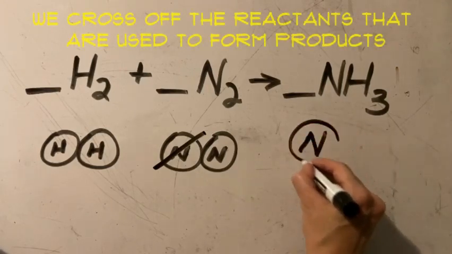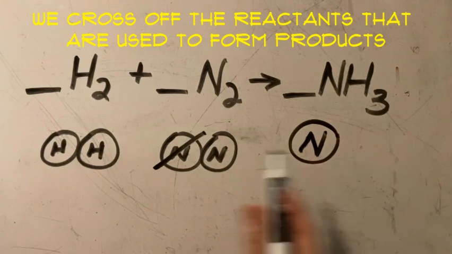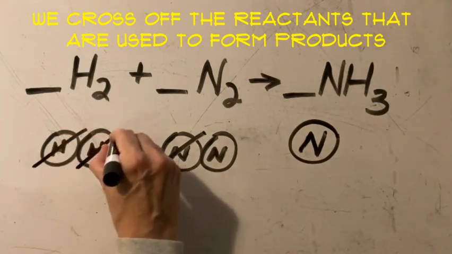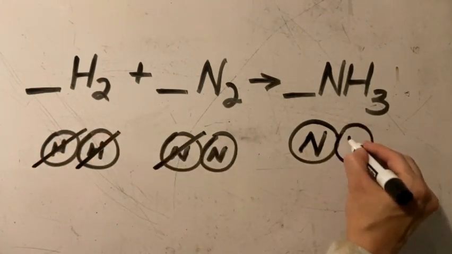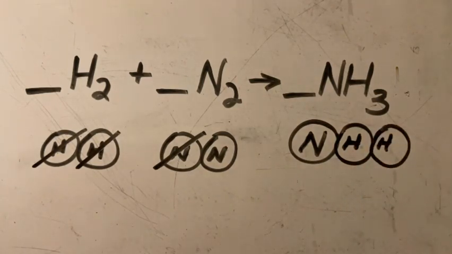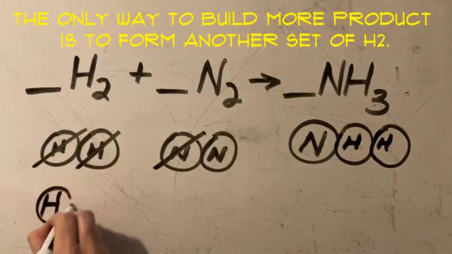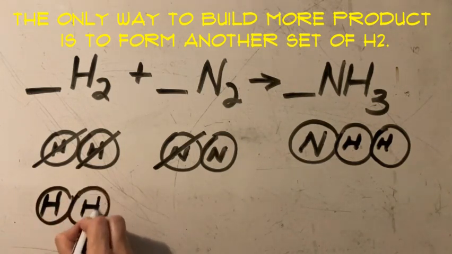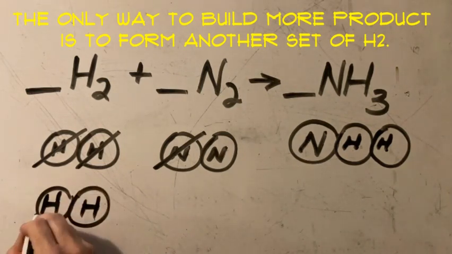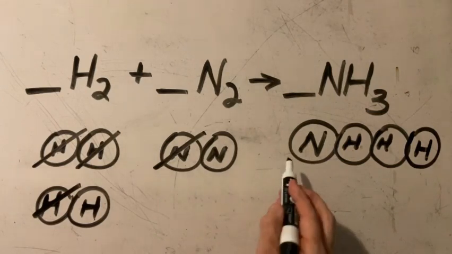The atoms rearrange. We need 3 hydrogens, so we're going to take these 2 hydrogens and move them over. And it's obvious we're short a hydrogen. So where are we going to get another hydrogen? We have to build another set of H2. So this hydrogen is going to rearrange and form NH3.